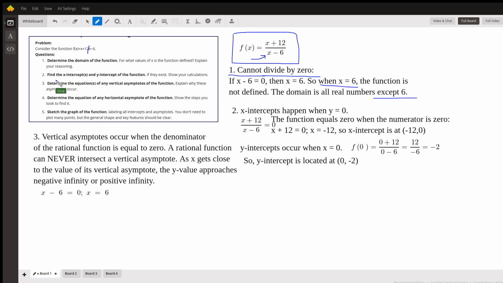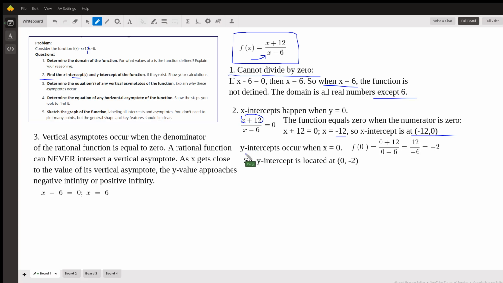For section number 2, the x-intercepts occur when y equals 0. So if I set the function equal to 0 and solve for x, I could multiply both sides by x minus 6, which would just give me x plus 12 equals 0. Another way to think about it is that the x-intercepts occur when the numerator is equal to 0. The denominator has nothing to do with it. So if x plus 12 equals 0, x equals negative 12. So the only x-intercept is at negative 12, comma 0.